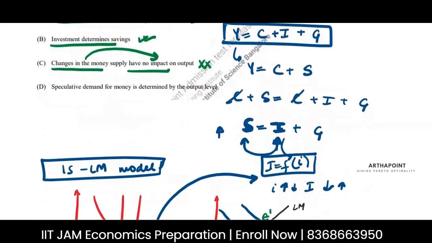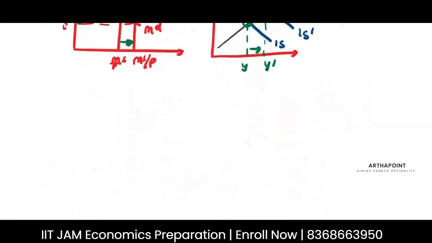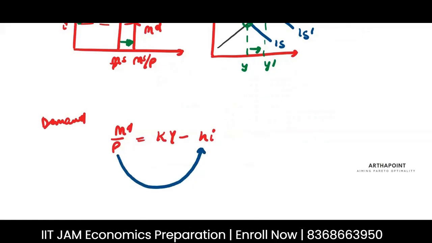Let's see the next one. Speculative demand for money is determined by output level. Speculative demand for money is the demand for money that is due to the interest rate. When I write the demand for money function, we usually write that demand for money is ky minus hi. This demand for money, which is induced by the interest rate, is such that as the interest rate increases, the demand for money that you hold decreases. This is the speculative demand for money.